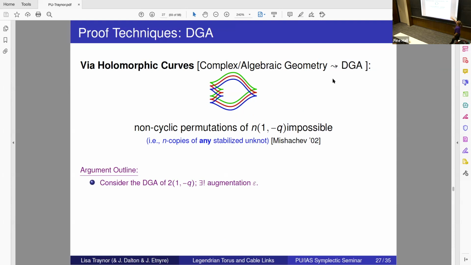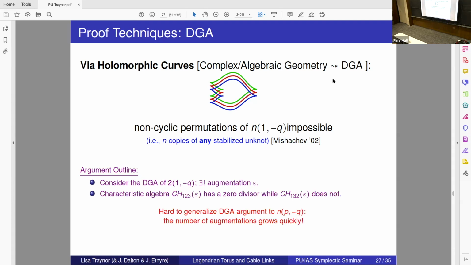And this sort of proof, when P is equal to 1, you can do this using DGA techniques. So differential graded algebra, again thinking holomorphic curves, complex algebraic geometry. And I just put a rough outline. So the idea is you have this algebra, I'm not going to go into what that is. If you look at the 2 copy of one of these unknots, the 2 copy will have a unique augmentation. And then you can look at 3 copies of the 2 copies. It's fairly complicated, but you can look at these characteristic algebras. And one of them has 0 divisors and the other one does not. And so that's how you can show that non-cyclic permutations are not possible. So if they were the same, they would either both have 0 divisors or both wouldn't have 0 divisors.